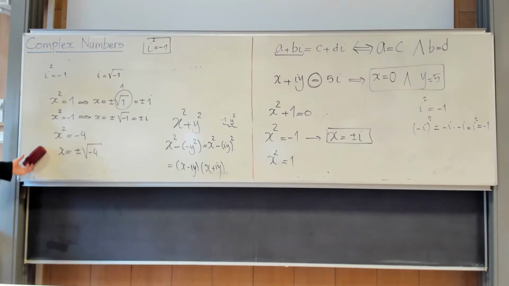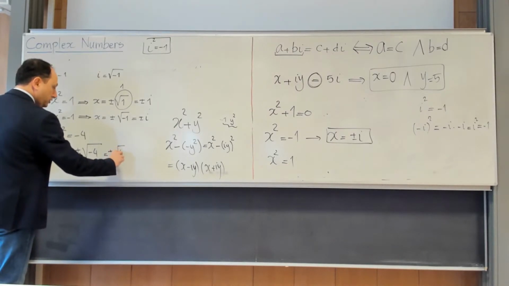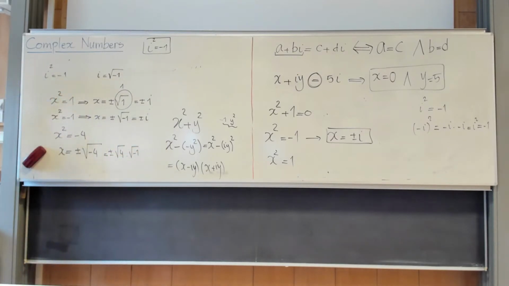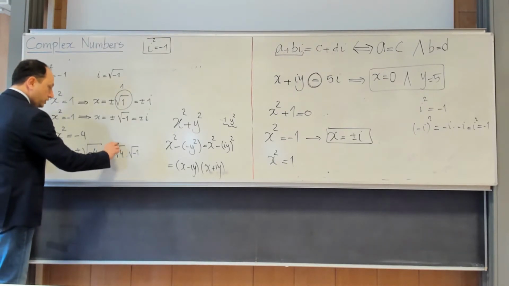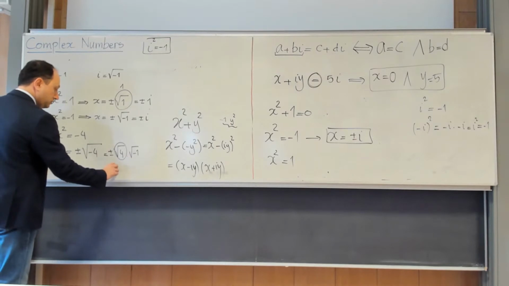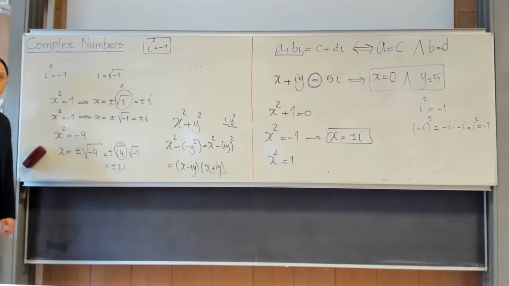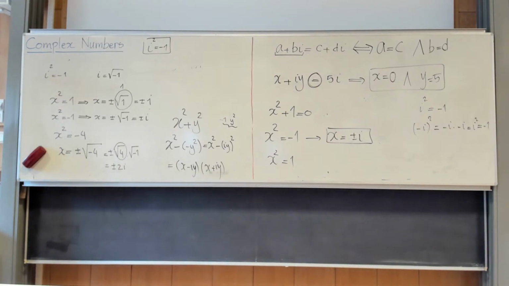How can I write this? You know that you can write it as plus or minus a square root of 4 multiplied by square root of minus 1. Square root of 4 multiplied by square root of minus 1. But what is a square root of 4? It is 2. What is the square root of minus 1? It is i. So the answer to this is plus 2i or negative 2i. Is that understandable? I will work on these equations next time. Then everything would be finalized.